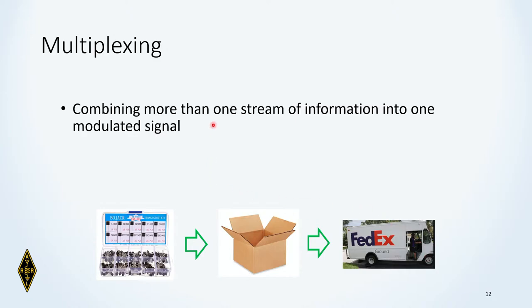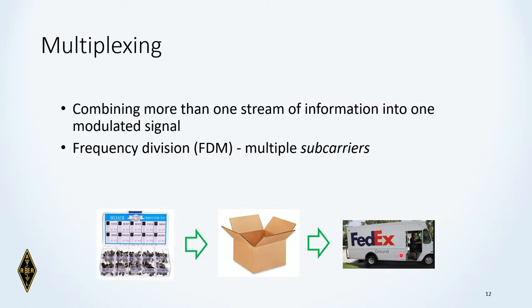So multiplexing is when you combine more than one stream of information into one modulating signal. And the analogy I came up with: this is a box of transistors. Notice all of the little bins. Picture a voice conversation being in each one of these boxes instead of a pile of transistors. So this is Fletch talking to Greg in this little box. And this one is Mike talking to Calvin in this little box. We've got several different conversations going on, all separated in their own little boxes. So we're going to take this combination of conversations and put it into a bigger box. And then we're going to put that on a FedEx truck and send it across the country. So the idea is that we're taking multiple signals, combining them, sending them out over the air on our transmitter, and then we're doing the reverse on the other end. That's the basic idea of multiplexing.